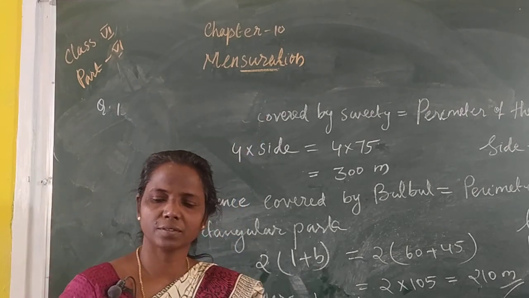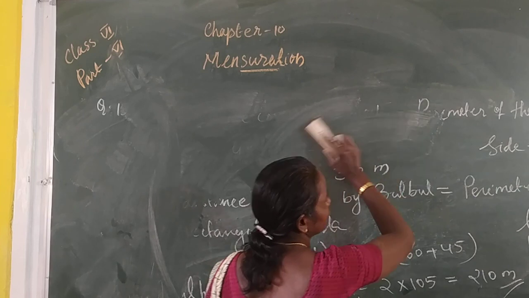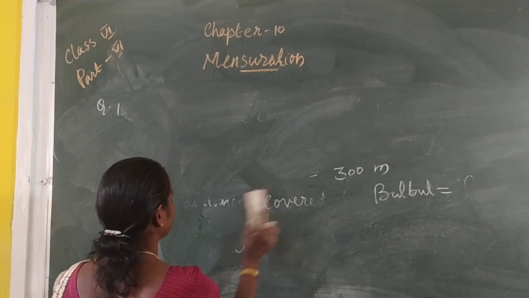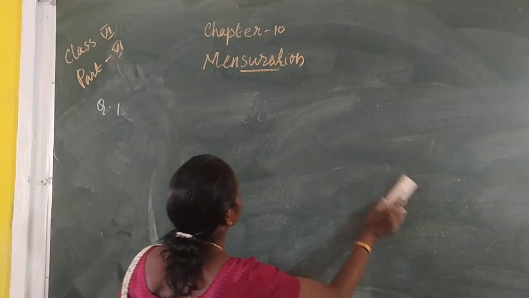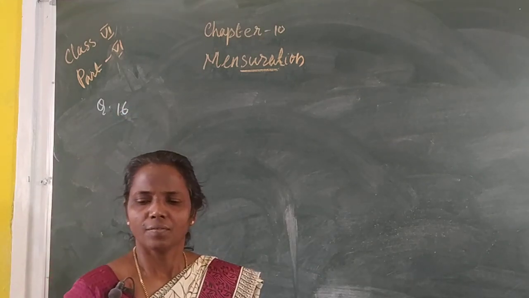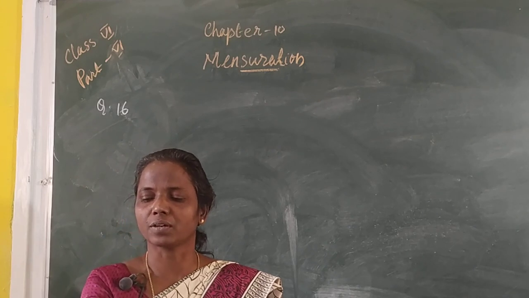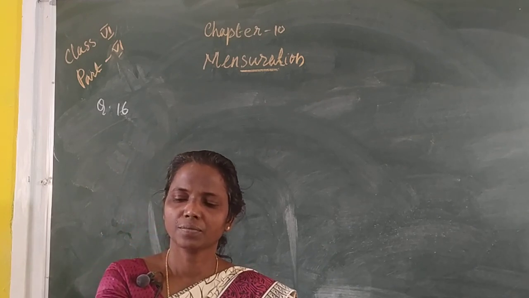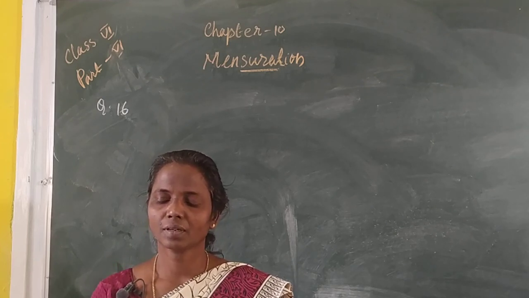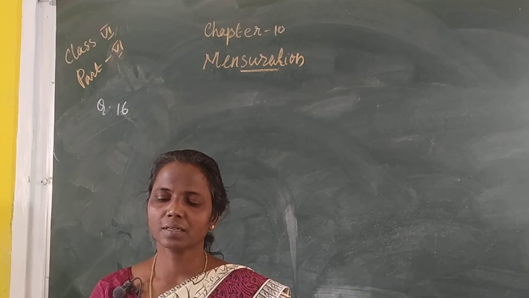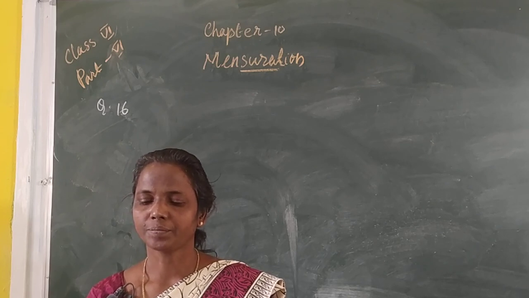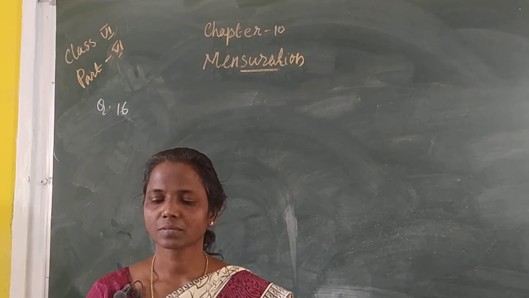The next question, this is question number 15 and question number 16. Question number 16. What is the perimeter of each of the following figures? What do you infer from the answer? Listen here. First question, look.